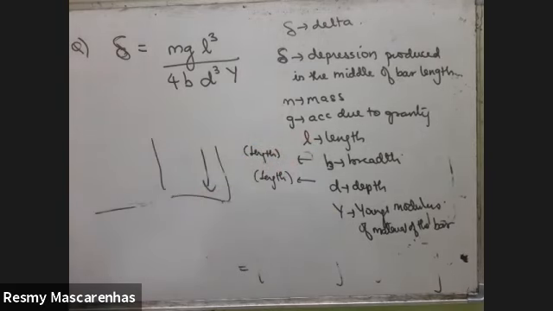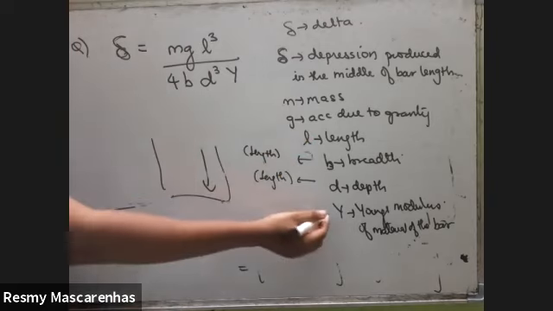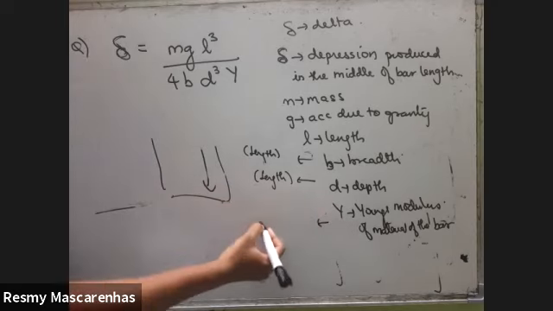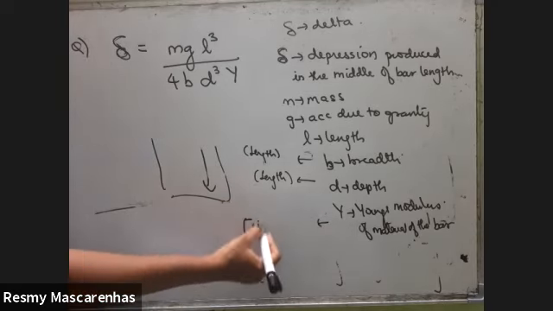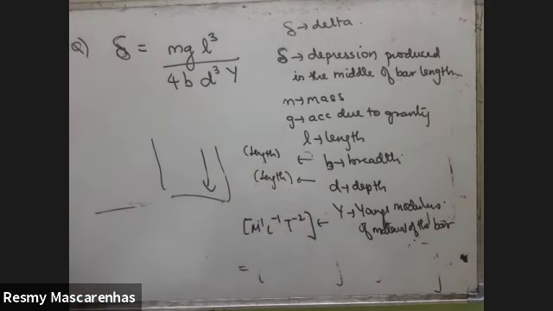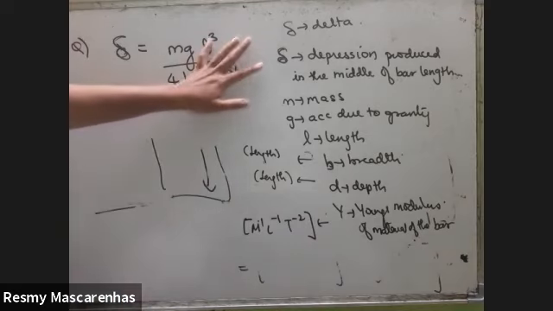L will be 1. And Young's modulus I've already given to you last time. You have to just remember the dimension I told you. That is M1. Young's modulus dimension is M1, L minus 1 and T minus 2. Now this one.